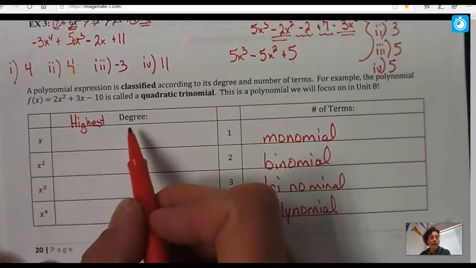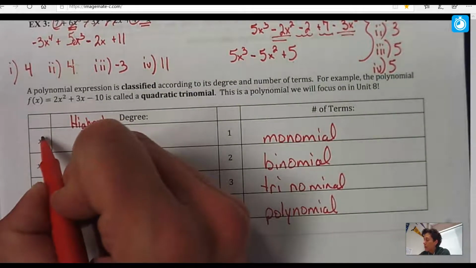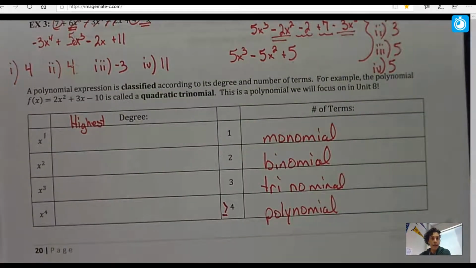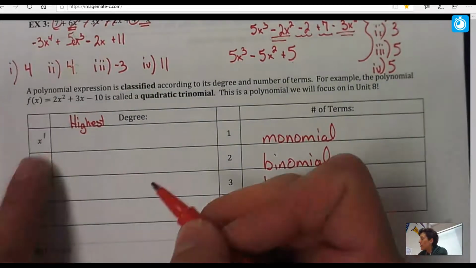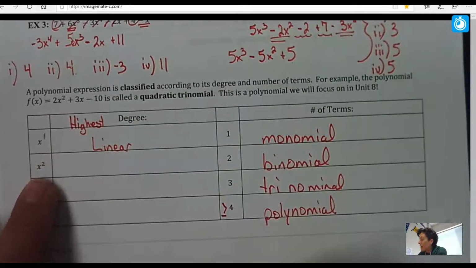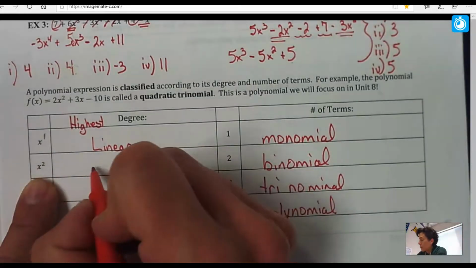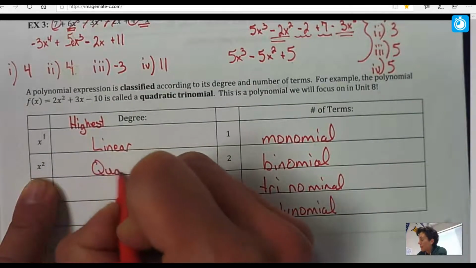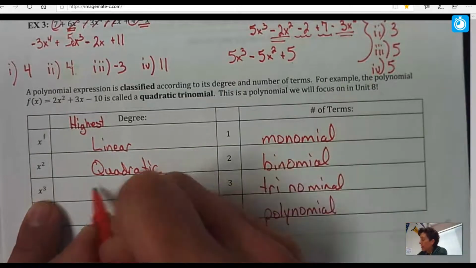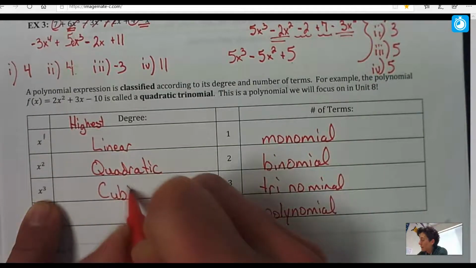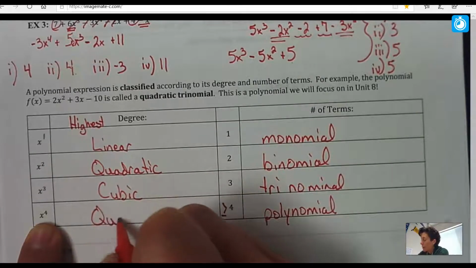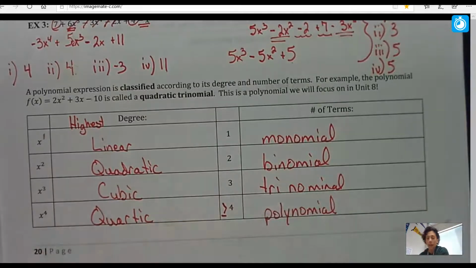All right, based on its highest degree. So again, even though it's not there, if you see a 1, that's like the first degree. So this is called linear. A second degree as your highest degree is a quadratic. A third degree is going to be called a cubic. And then a fourth degree actually has a name. It's called quartic. All right?